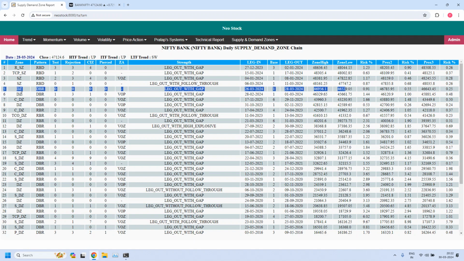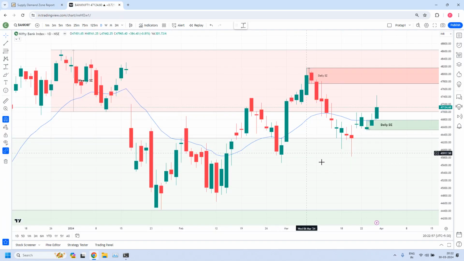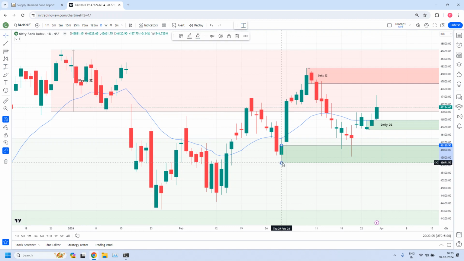So after that there is one more demand zone here, 28.2. This is the one. Drop, base, rally. Let me draw even this one also. And this is already tested.